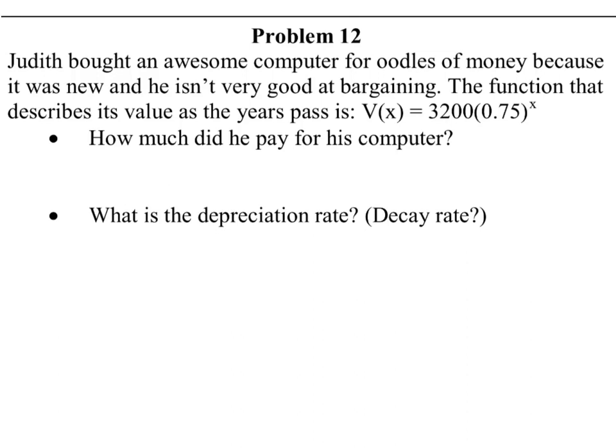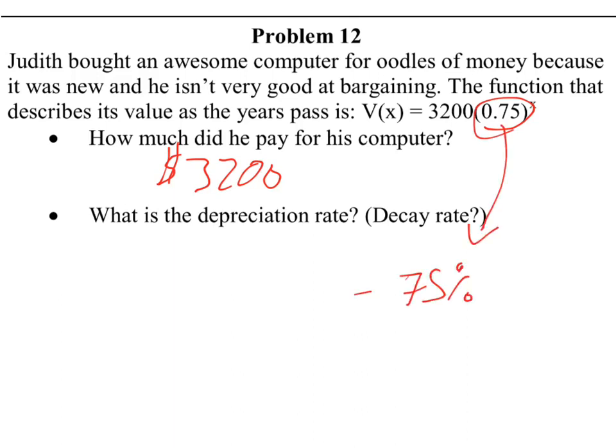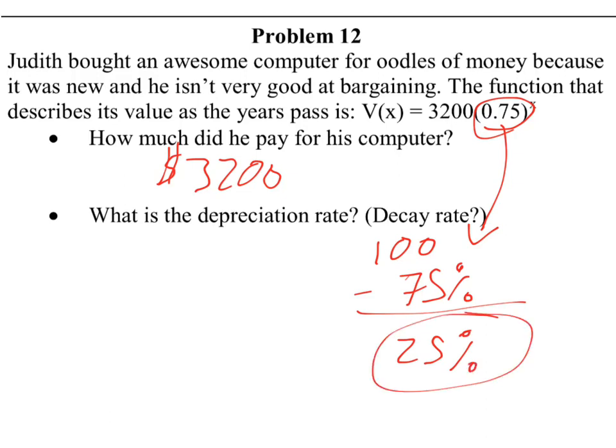The first question is how much did he pay? That'd be the starting amount here, which is going to be $3,200. And what is the depreciation rate? As in the decay rate? Well, you have to take this guy, convert it to a percent, which is 75%, and that's how much you're keeping. The part that gets lost is that subtracted from 100%, which is going to be 25%.